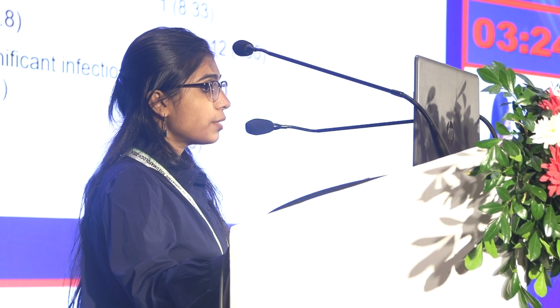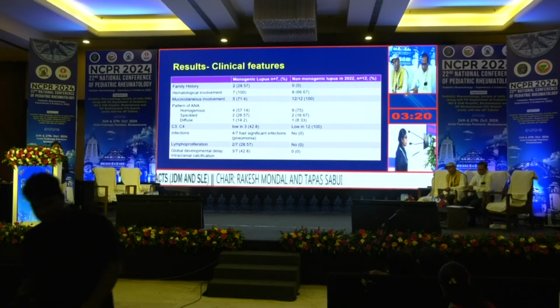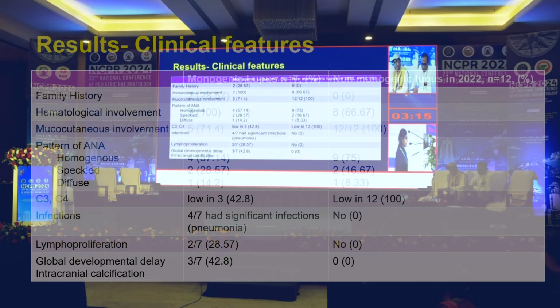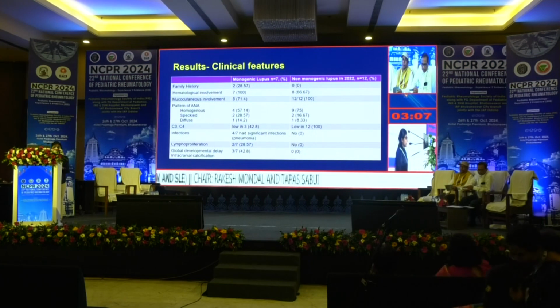However, in the monogenic lupus cohort, there was significant family history, infections and lymphoproliferation. Global developmental delay and intracranial calcifications were again seen only in the monogenic lupus cohort. Hypocomplementemia, which was seen universally in all patients with non-monogenic lupus, was not universally seen in this cohort, amounting to less than 50% of all patients.